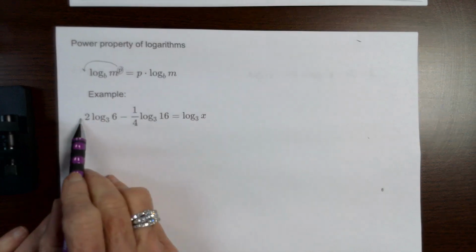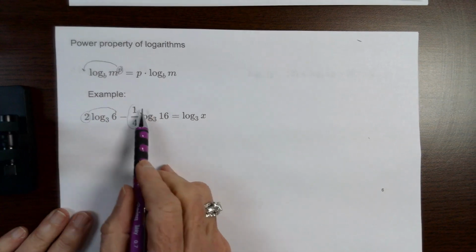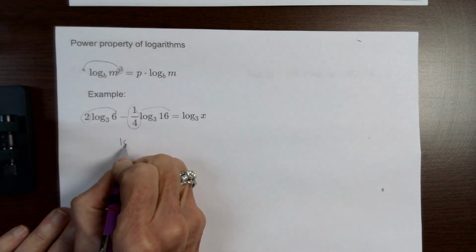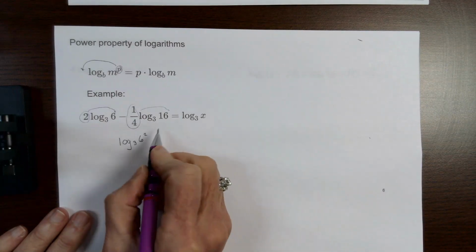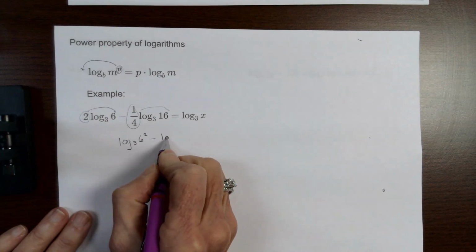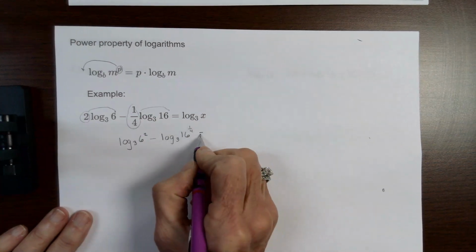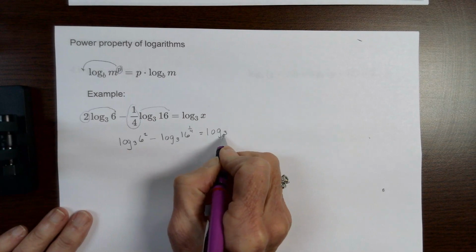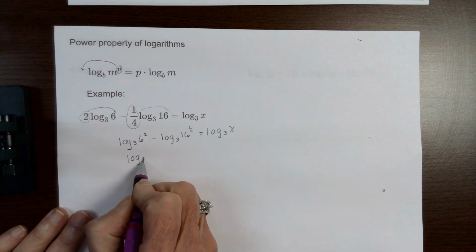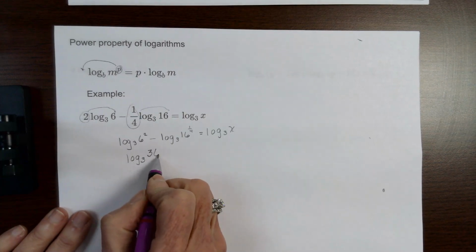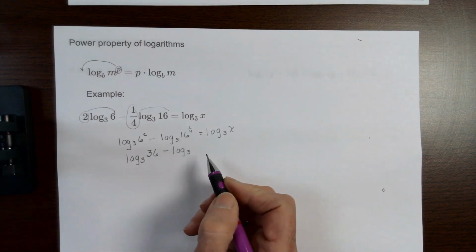If you will, on this particular problem, I can take these things that are in the front and put them back there as powers. Okay, so I can take the log of base 3 of 6 raised to the second power minus the log of base 3 of 16 raised to the 1/4 power is equal to the log of base 3 of x. Now, this is the same thing as the log of base 3, 6 squared will be 36, minus the log of base 3, the 4th root of 16.